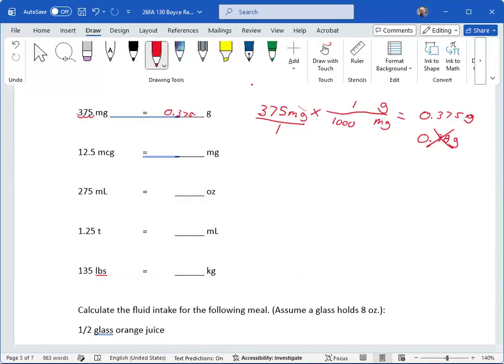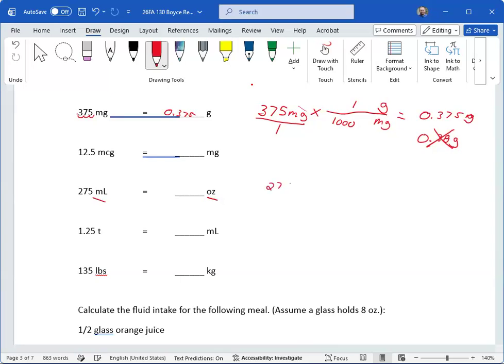Now, if we are going from something like milliliters to ounces, now we're going from metric to household. So we're going in a different direction, and there might be a reason to actually round, to the nearest tenth, when you're doing something like that. So let's take a look at this conversion.